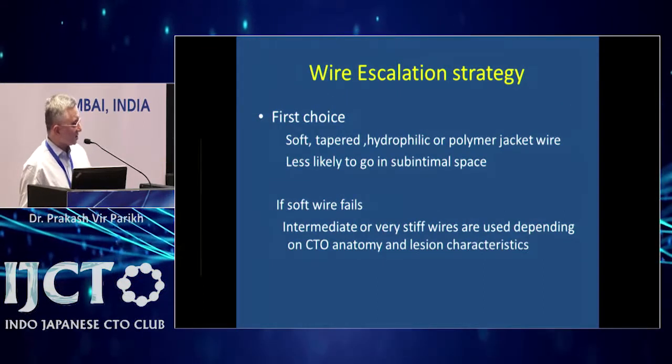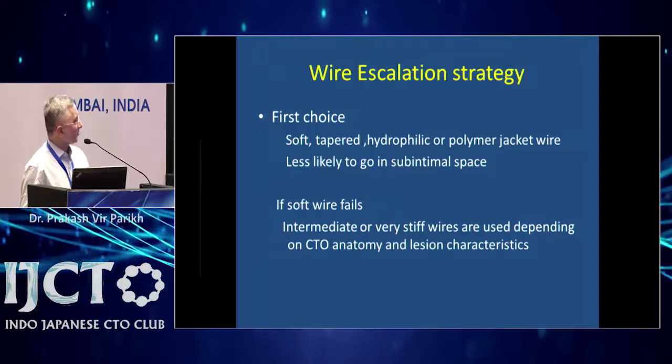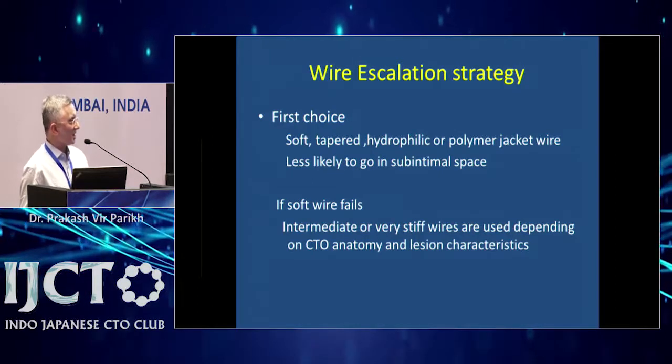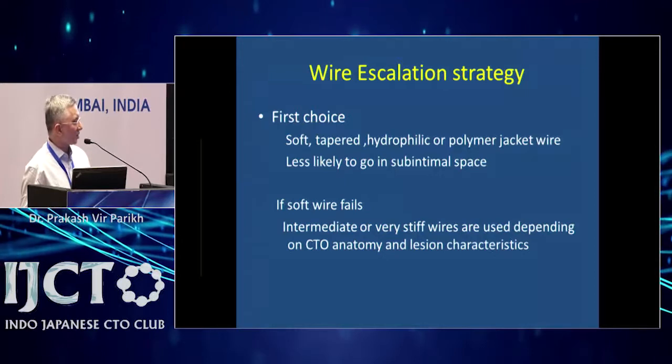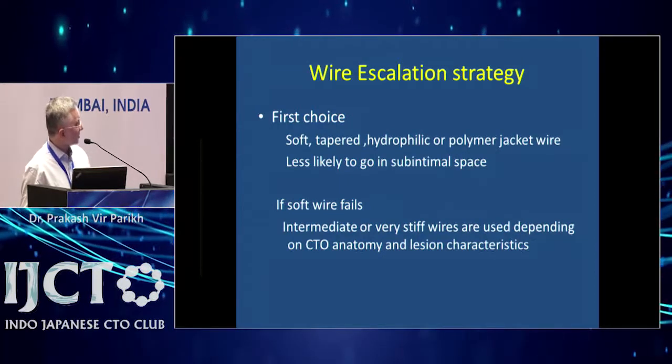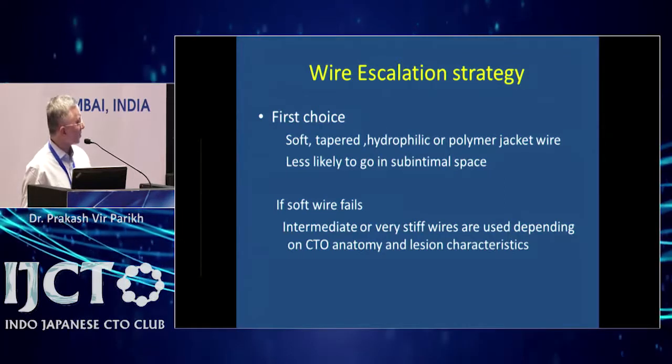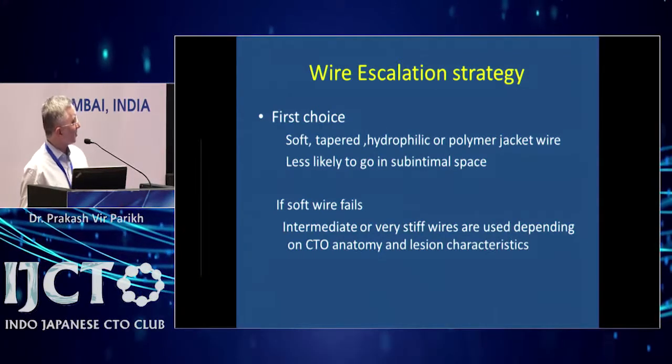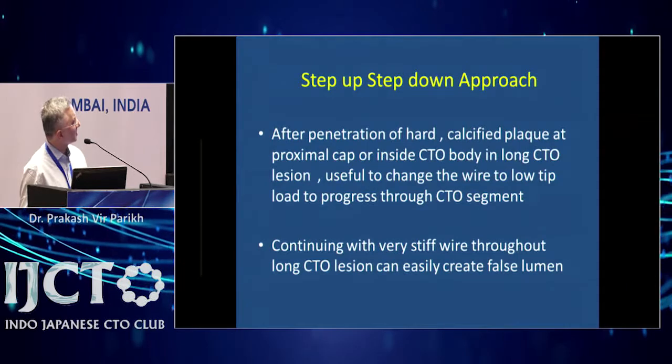So it is generally safer to start with the soft wires because they are less likely to go into the suboptimal space, so you are more likely to be in the intimal space. And in soft wire failure, of course, you have to step up to intermediate to very stiff wires depending on the CTO anatomy and lesion characteristics.